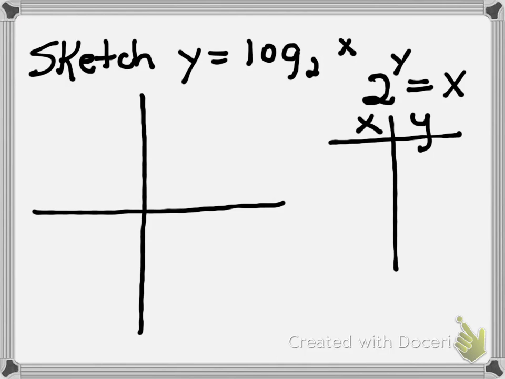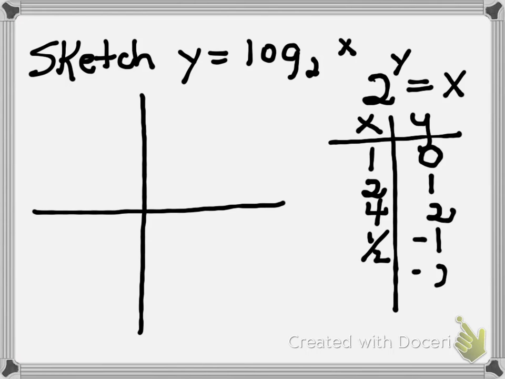So let's pick a y value of 0. 2 to the 0 power is 1. Let y be 1. 2 to the first power is 2. Let y be 2. 2 to the second power is 4. Let y be -1. 2 to the -1 power is 1/2. And -2. 2 to the -2 is 1/4. So instead of picking x, we're going to pick y, and then just graph this.